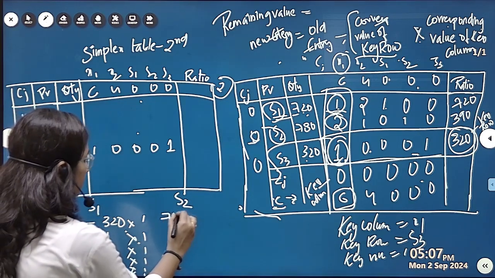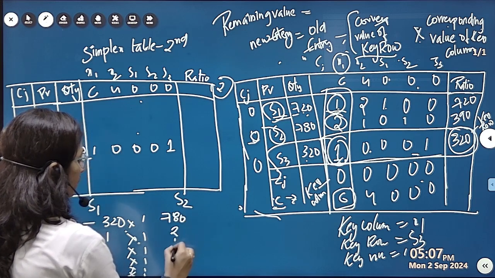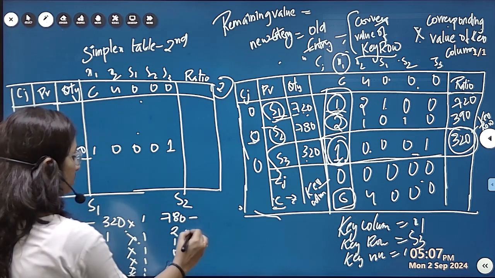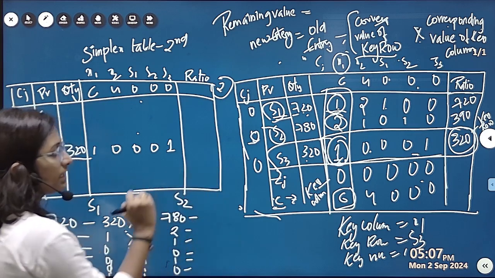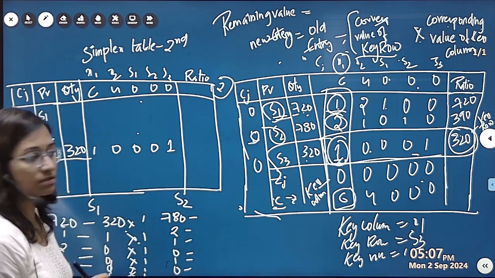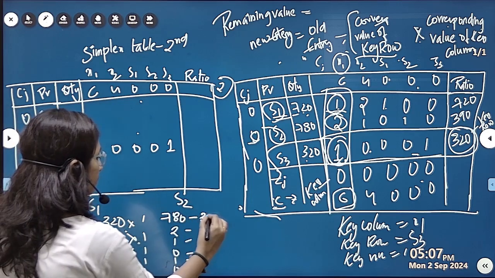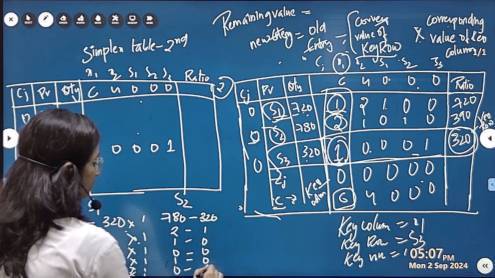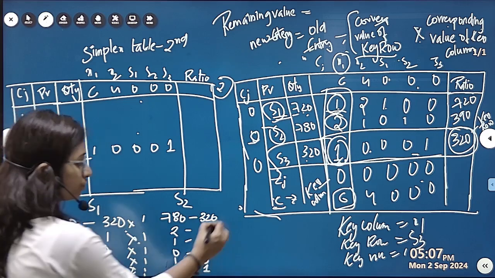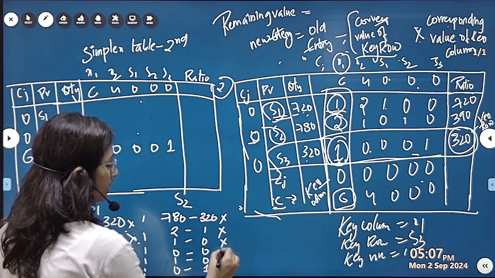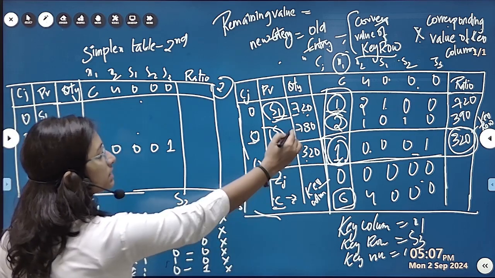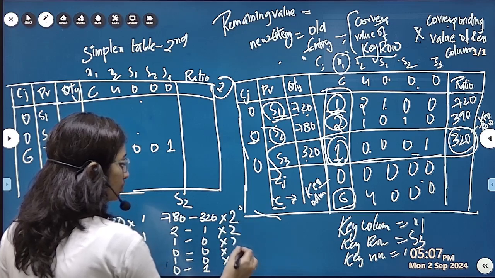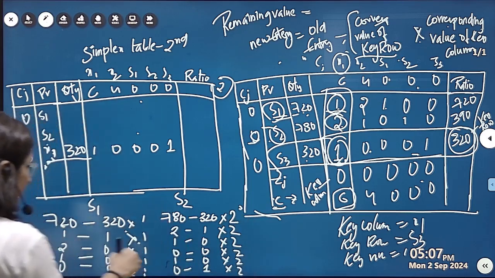780, 2, 1, 0, 1 and 0. So minus. Now what are the key row values? Same, 320, 1, 0, 0, 0, 1, into. Now what is the key column? The corresponding key column is this, and the value of S2 is 2. So 2. Now tell me the values.